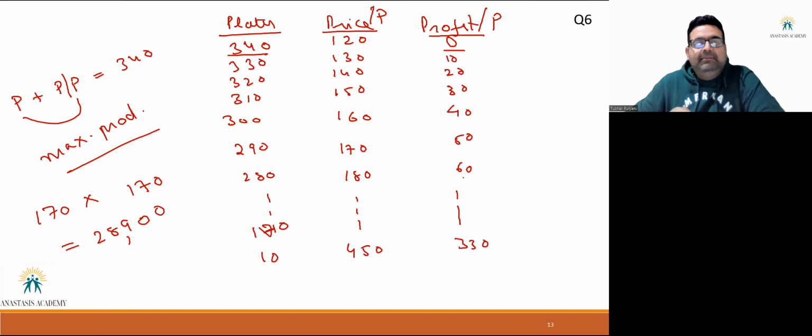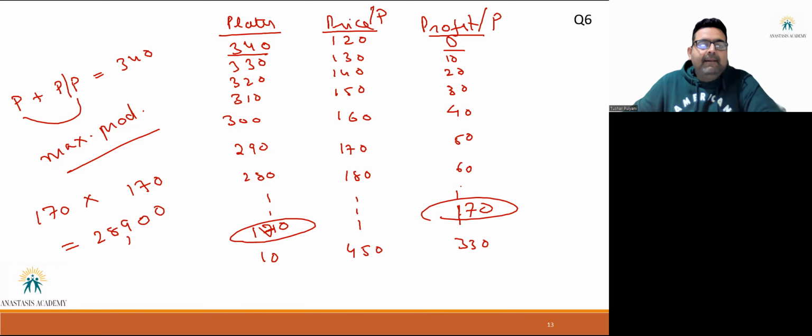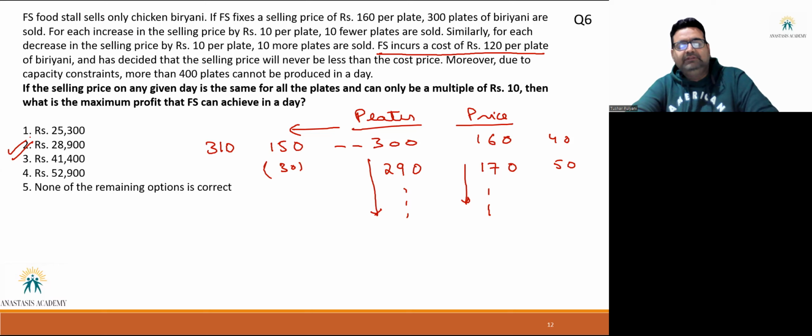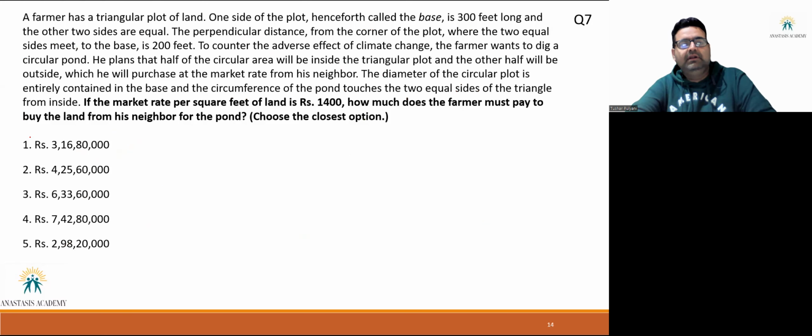Similarly, 60 plus 10 plus 10, 11 times will also result in 170. So 170 and 170 will come together, right? So this was, I think, an ideal way to solve this question, giving us the answer as option 2. Right? Let's move on to the next one.